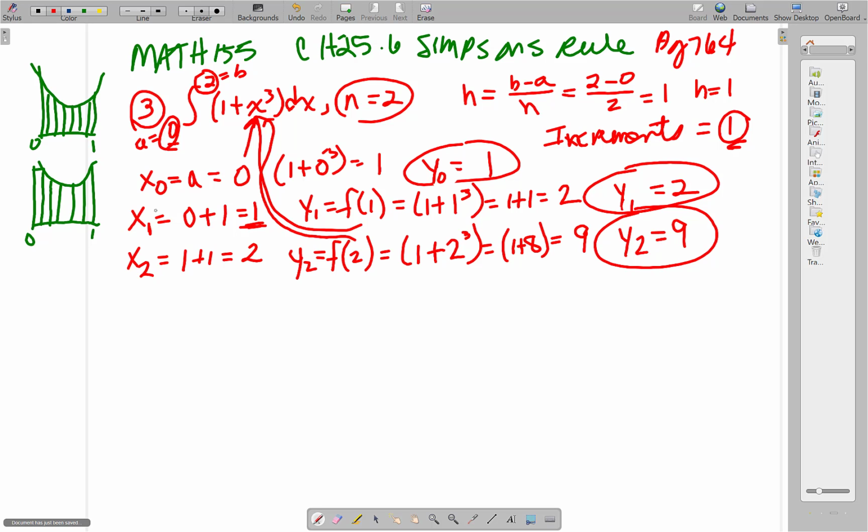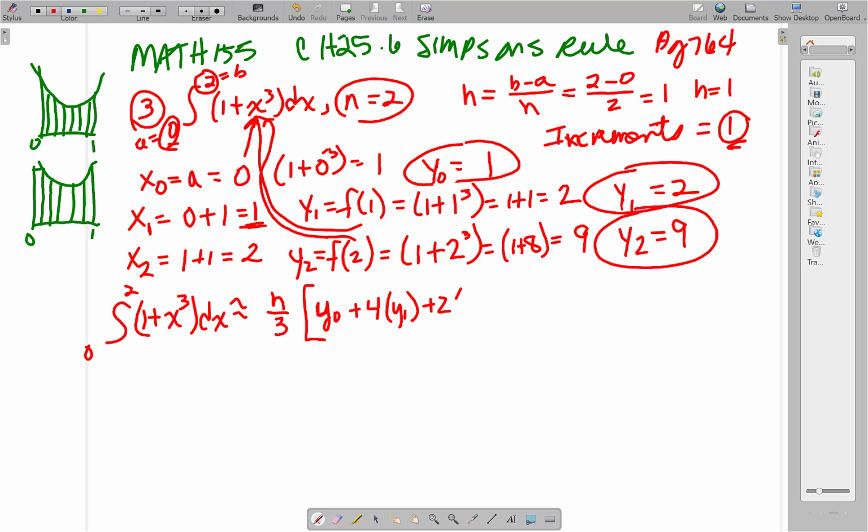Now we use Simpson's rule. Simpson's rule says, here's what you do. You can approximate the area, the integral from 0 to 2 of 1 plus x to the third dx, and the formula is h over 3, and then in parentheses, y sub 0 plus 4, always 4, times y sub 1 plus 2 times y sub 2, and you alternate the 4 and the 2 all the way until you get to, lastly, your y sub n.